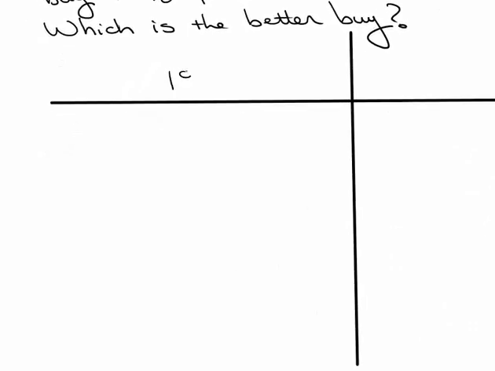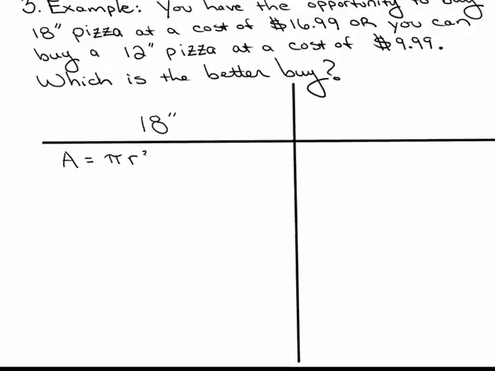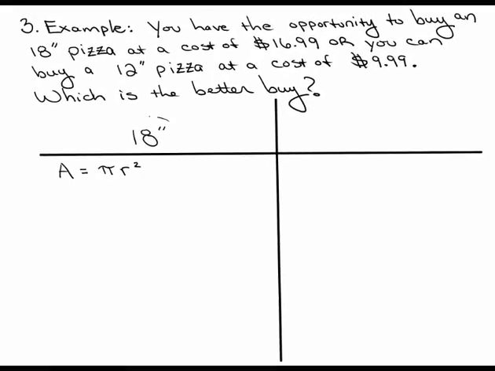Let's do our work for the 18-inch pizza over here. Formula for the area of an 18-inch pizza: area is equal to pi r squared. When they're telling you that pizza is 18 inches, that's how much it measures all the way across. But we need the radius, so we need half of that. I'm going to divide 18 by 2 to get the radius. 18 divided by 2 is 9. So that's what we're going to plug in for r.